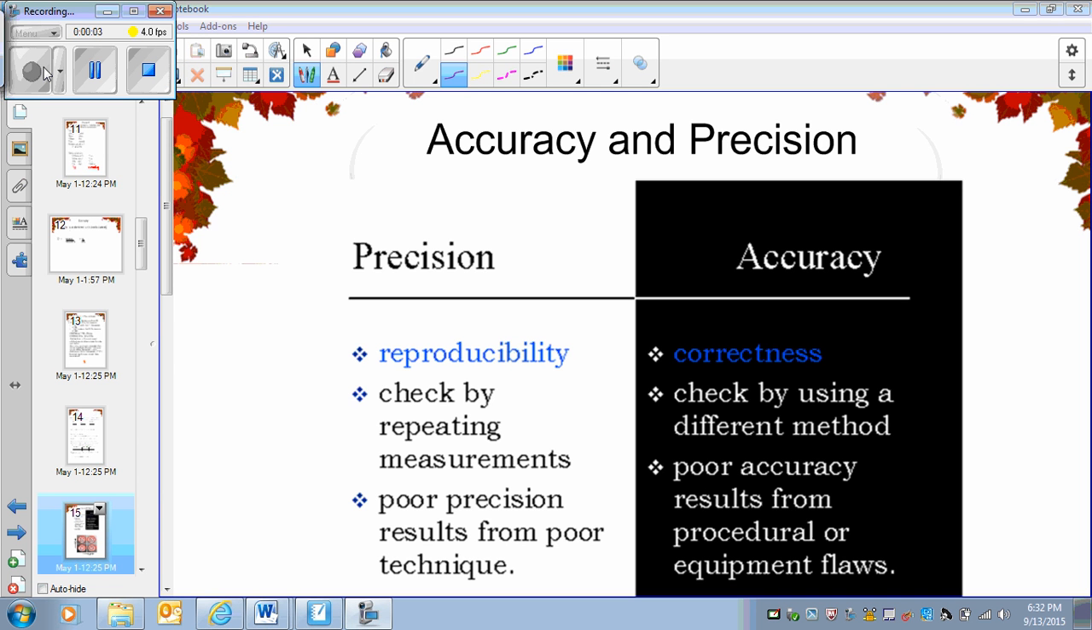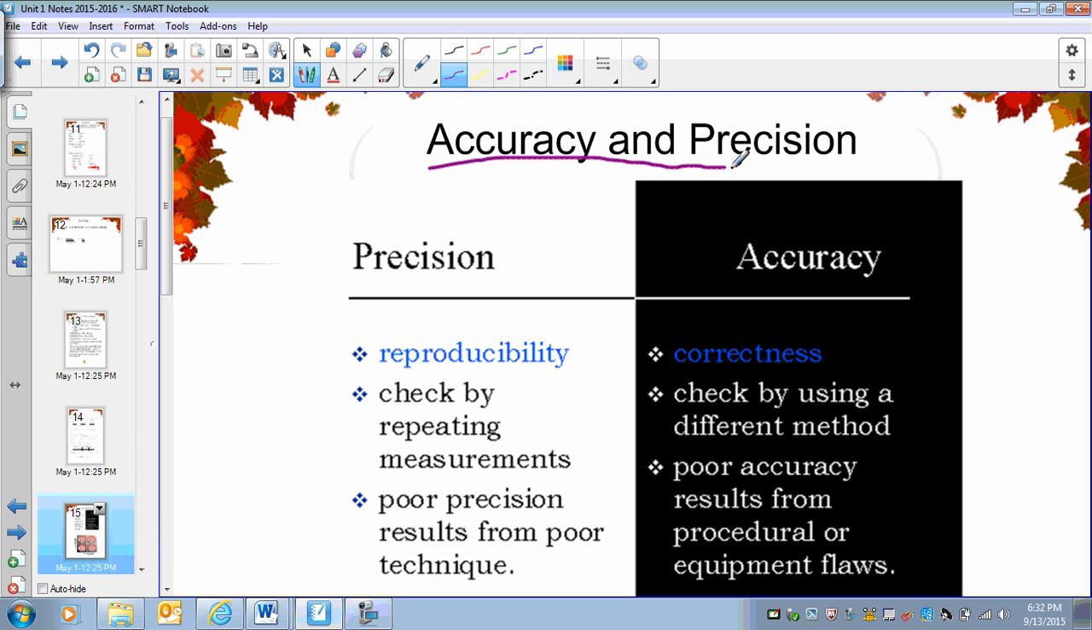Hello everybody. In this video we will learn different terms. But right now let's start with accuracy and precision. When we talk about any science subject, any scientific data, any scientific process, we use these terms, accuracy and precision.